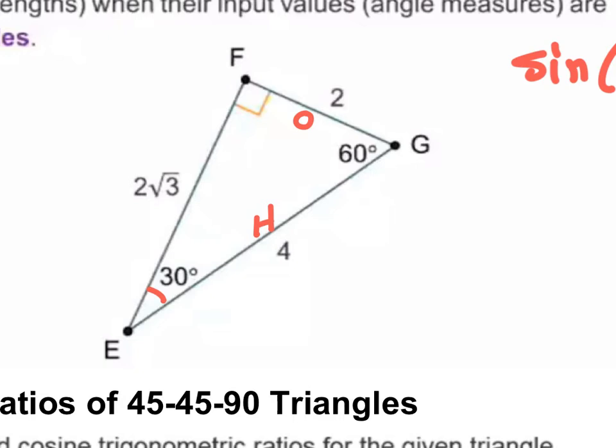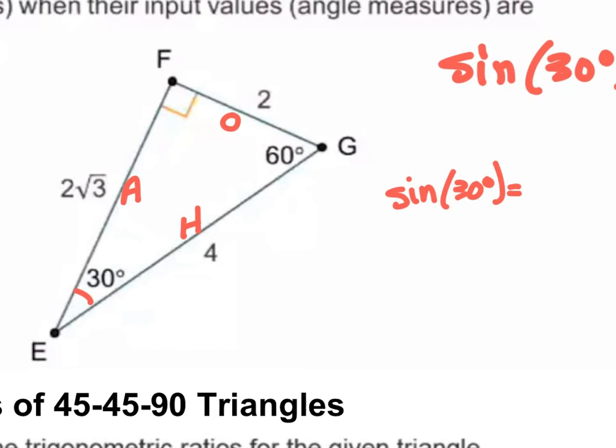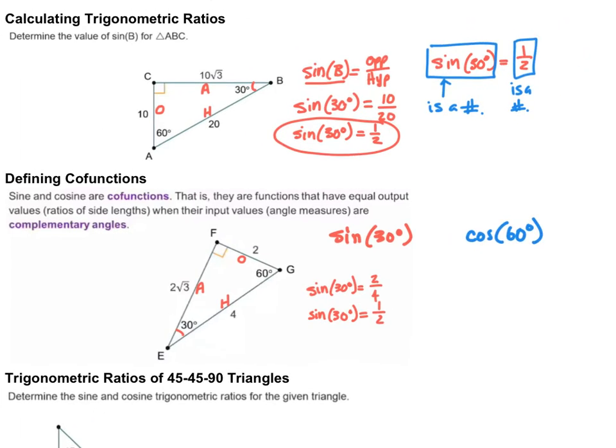This is my opposite side, and this is my adjacent side. So if I do sine of 30 degrees, then I'm going to take my opposite side, which is 2, and divide it by this hypotenuse, which is 4. Wait a second. So sine of 30 degrees simplifies down to 1/2. Wasn't that the same thing we got up here? Yes, it was, and the reason is because these triangles are similar.